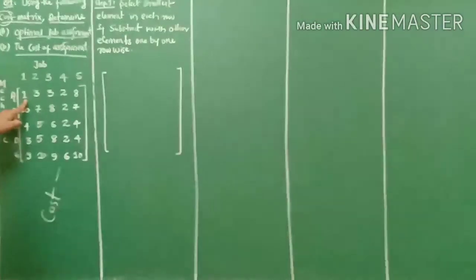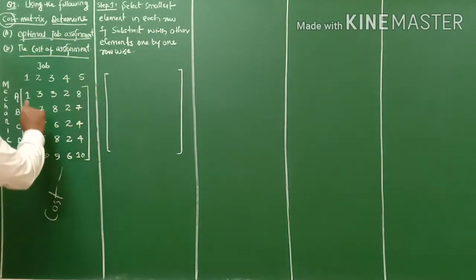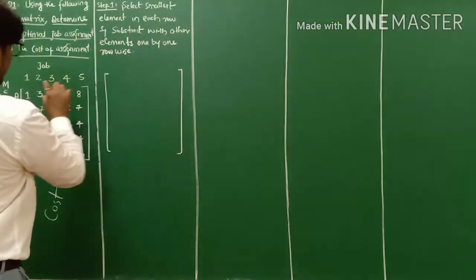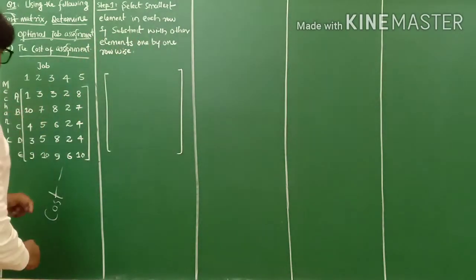Right. Fine. Now select the smallest element in each row. The first row, smallest element is 1. I have selected 1 and subtracted other elements. So these are the other elements. Okay, let us try this.